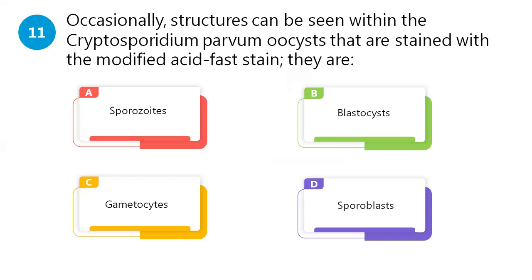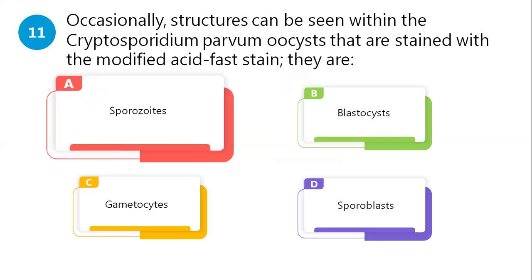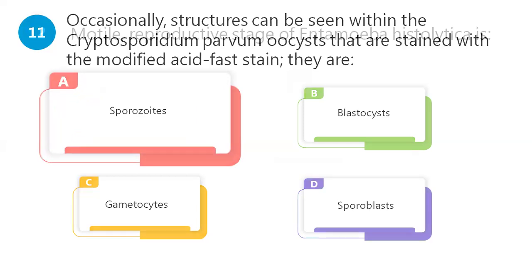If you see the oocyst, there are two types, thick-walled oocyst and thin-walled oocyst. Both consist of concentric rings, and these concentric rings are called the sporozoites. They are stained by acid fast staining, or modified Ziehl-Neelsen staining, and appear bright red in color. Here the right answer is sporozoites.